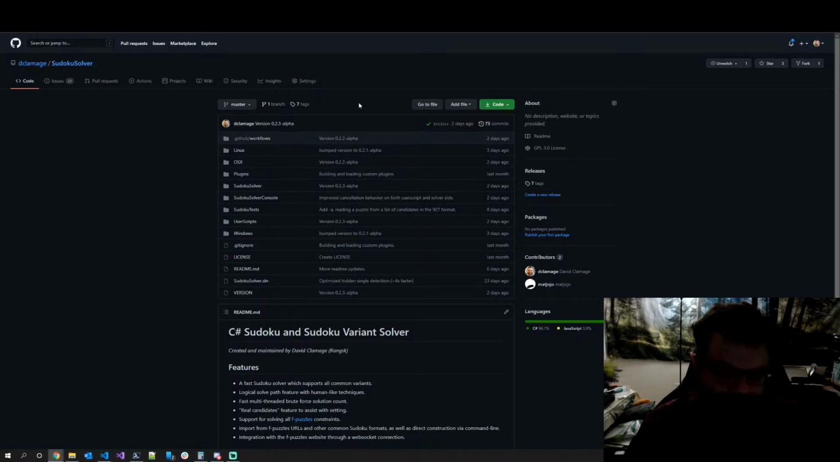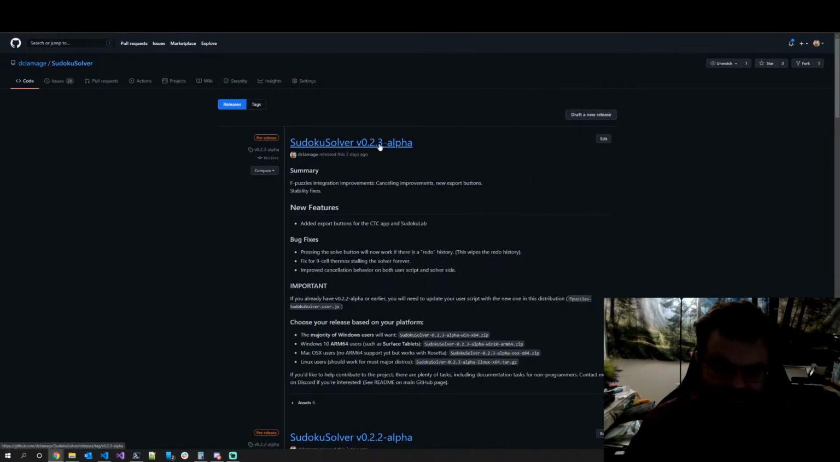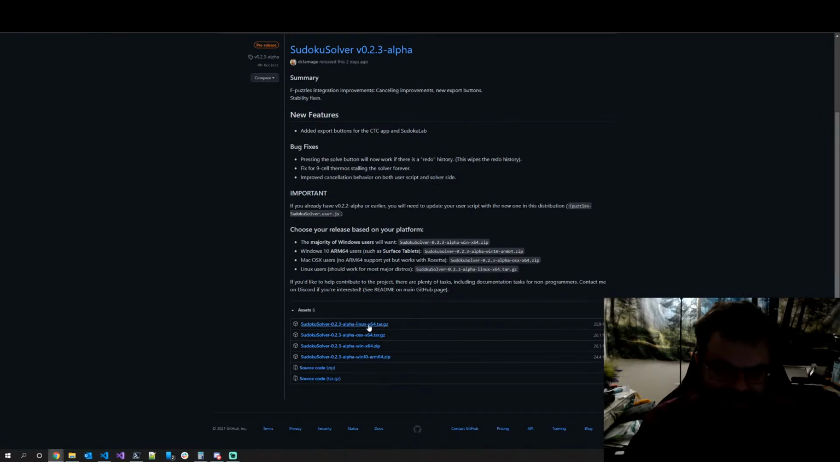But so when you go here, you just got to go to releases. Find the latest release here. Right now it's 0.2.3 alpha, and download the correct one for your platform. So don't get confused by the Windows 10 one. This is an ARM64 one. Pretty much only Surface tablets / laptops use that. So 99.9% of Windows users need this one here. So I'm a Windows user, so I'm going to download this.